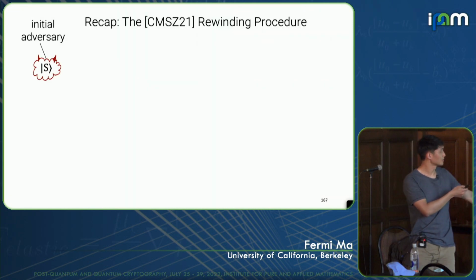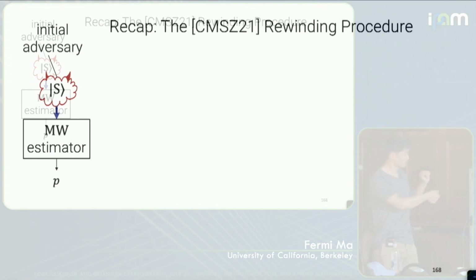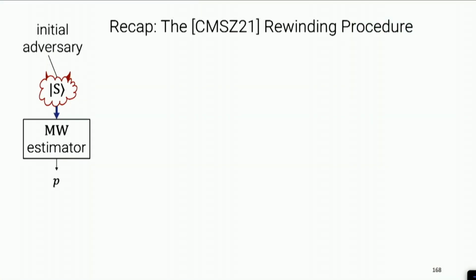Okay, so let me just recap the high-level idea. In the full procedure, you take the initial adversary, you run the Marriott-Watrous estimator, and you obtain some success probability p. The effect of this is to concentrate the adversary's state on the subspaces where the success probability is really close to p, and deweight all the other components. Now, this is basically a linear subspace, right? You consider the span of all these eigenspaces really close to p. That is a subspace that contains your adversary's state. And then the rest of this procedure is about trying to return to this subspace.